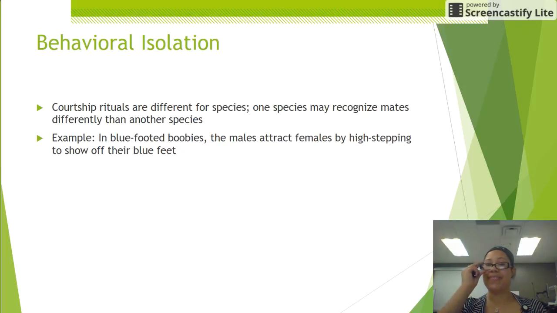Behavioral isolation. If you recall, we've talked about the cute little dance that the blue-footed boobies do. They kick their little blue feet up and they do the little blue-footed booby dance. If a species does not do the dance and they don't do it properly, the blue-footed booby doesn't want to mate with them. Therefore, they will not choose them and they're separate. They won't be able to mate, so they're separate species.